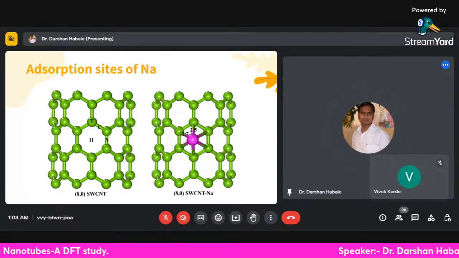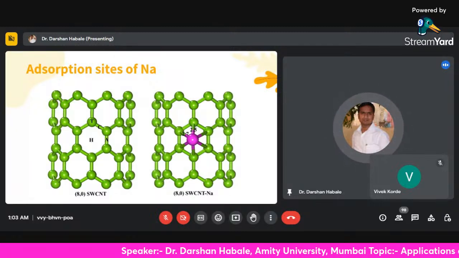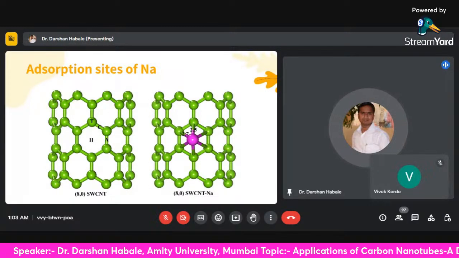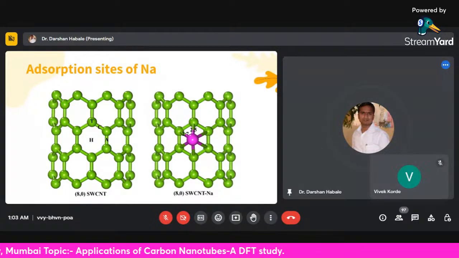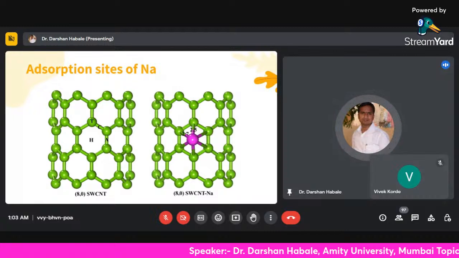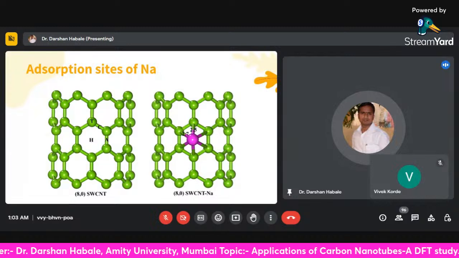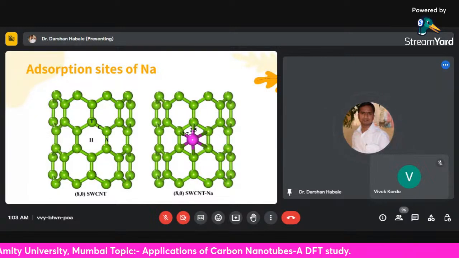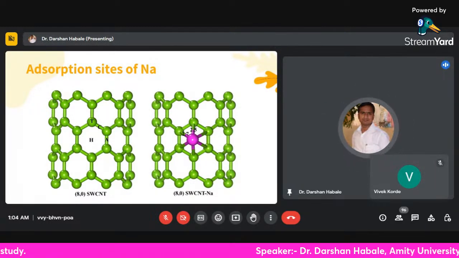So we used a few dopants, meaning functionalization. The functionalization can be achieved in different ways. Here we have used functionalization by alkali metals like sodium, lithium, and potassium. All these alkali metals first adsorb on the carbon nanotube. So this is one type of functionalization. Another type of functionalization, meaning a modification carried out on the carbon nanotube to increase its adsorption properties, can be done just by doping.